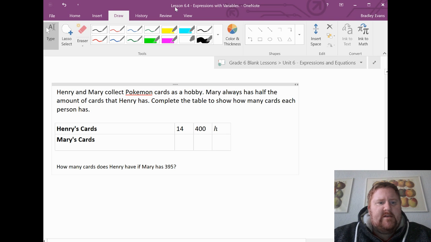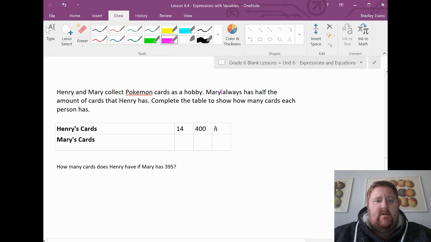Okay, so Henry and Mary collect Pokemon cards as a hobby. Mary always has half the amount of cards that Henry has. Complete the table to show how many cards each person has. So let's highlight a little piece of information here. Mary always has half the amount of cards that Henry has.